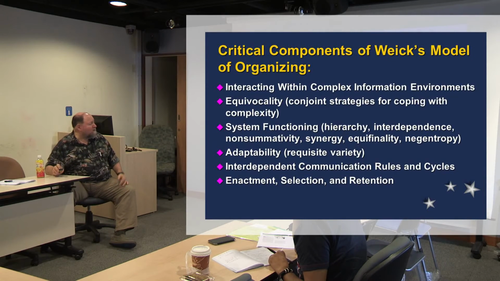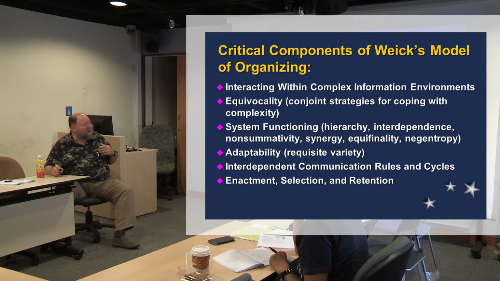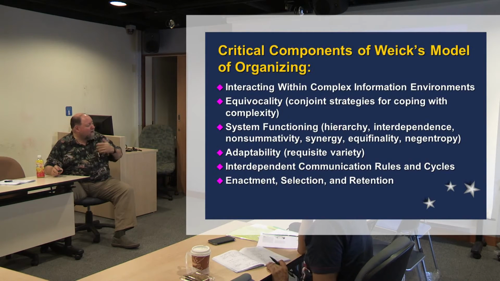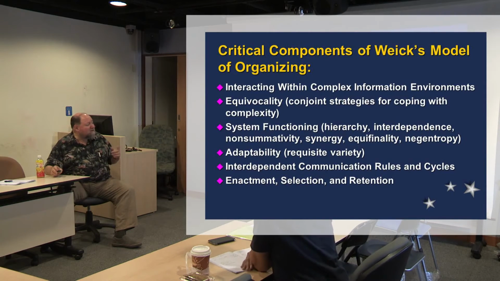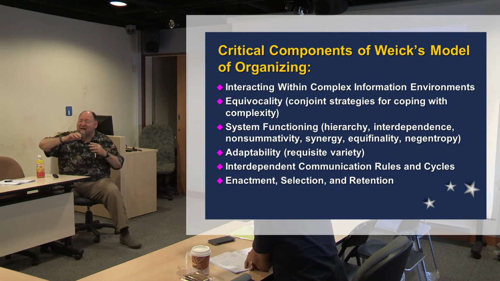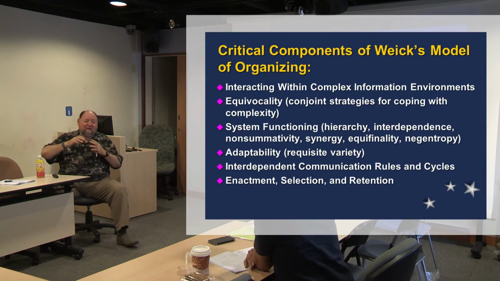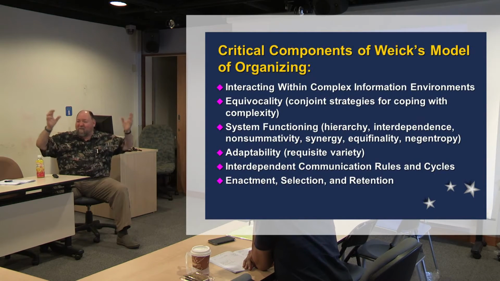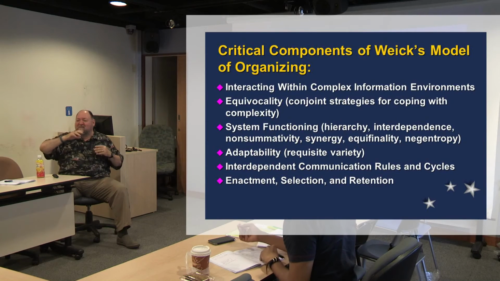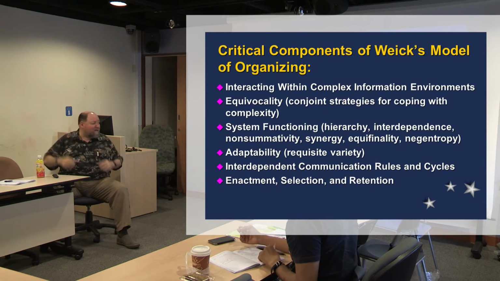So here are the critical components: interacting within complex information environments, recognizing the equivocality or the uncertainty that's involved, and how you can engage in conjoint relationships with people to reduce or cope with complexity, and how the system functions. This happens not only at the individual level, but one of the beauties of Weick's model as a systems model is it looks at it on multiple levels: within the individual, within the family, within the organization, within society, across nations.